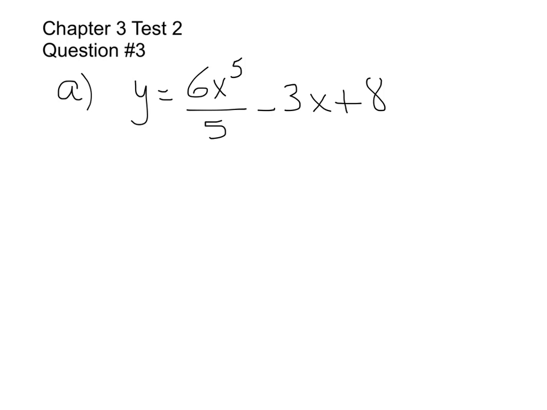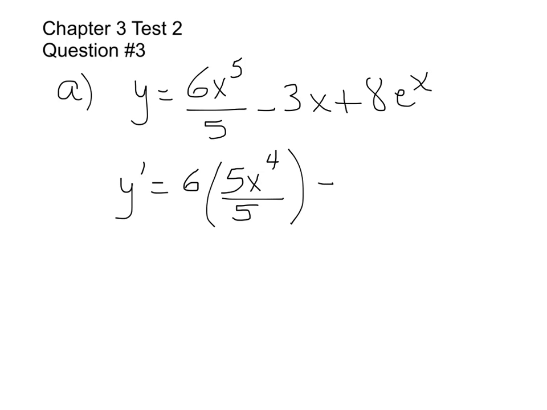Alright, question number 3. Part A is to find the first and second derivative for y equals 6x to the 5th over 5 minus 3x plus 8e to the x. Well, for the first derivative, I'm going to just put that 6 out front. I would bring the 5 down and then subtract 1.